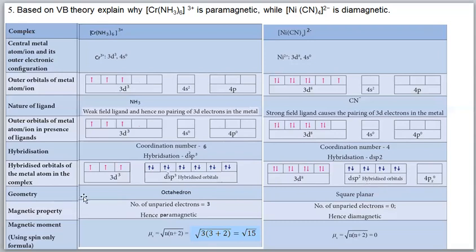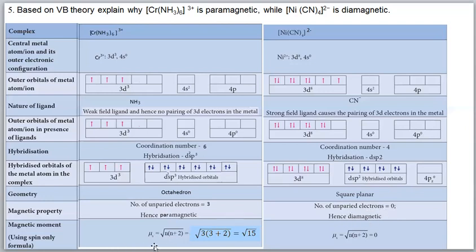Then geometry. Here the hybridization is d2sp3. So octahedral geometry. It is an inner orbital complex. This is square planar geometry, dsp2, a square planar complex. Then magnetic property. In this compound you see here, 3 unpaired electrons are there. So it is paramagnetic. Here there are no unpaired electrons. So it is diamagnetic. Number of unpaired electrons is 0, hence diamagnetic.